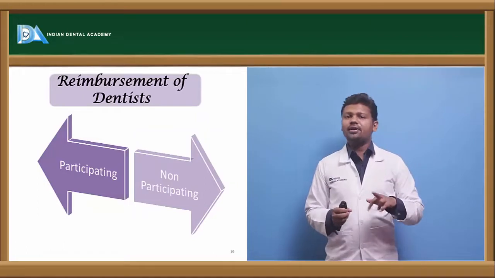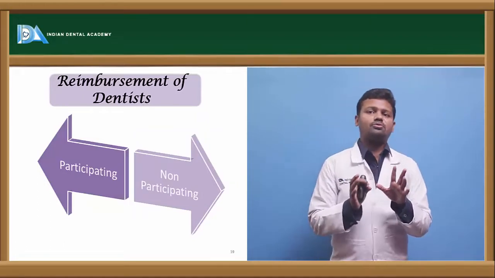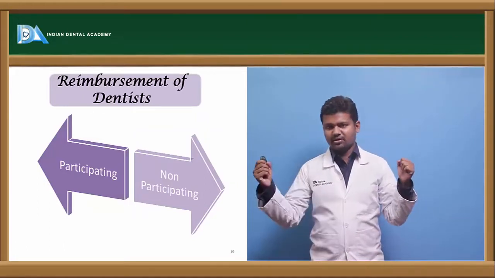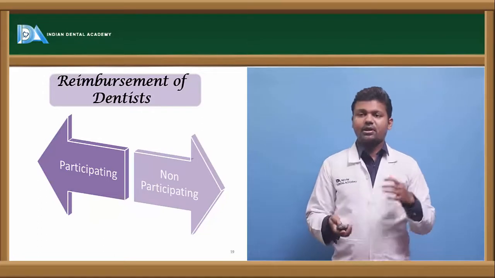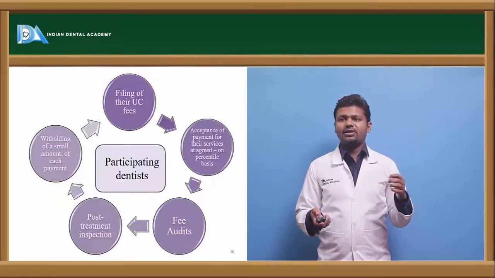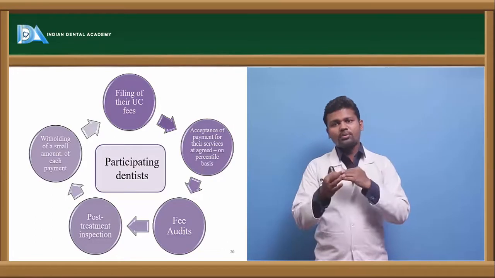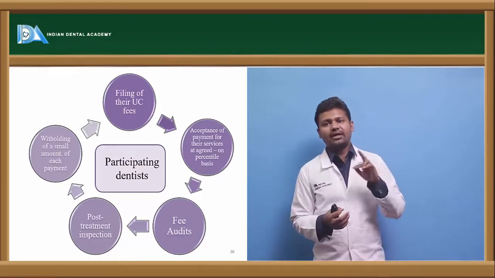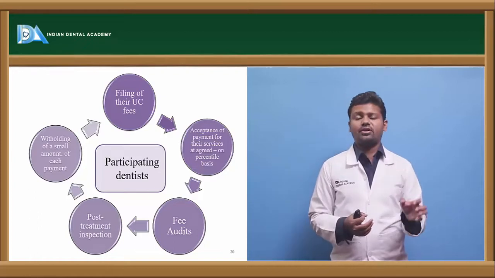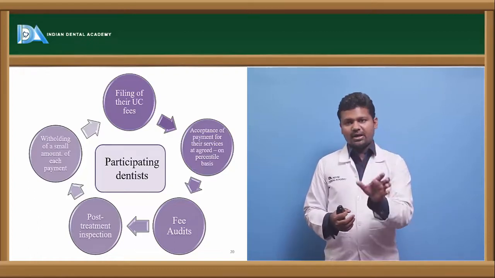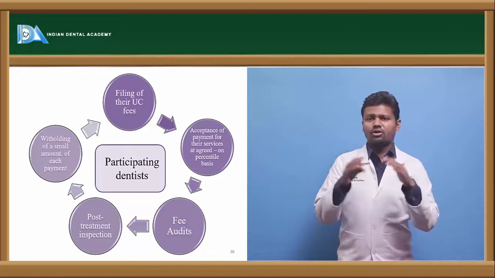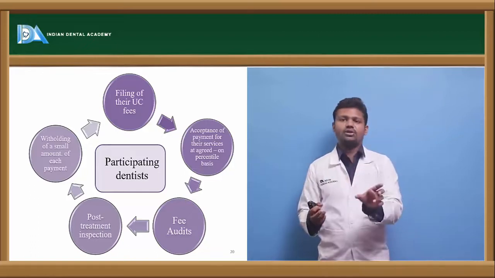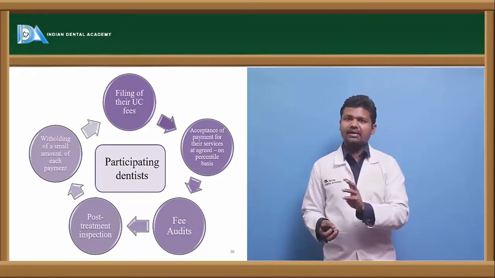Now, in this Delta Dental Plan, there are two types of dentist: participating dentist and non-participating dentist. If the dentist is participating in Delta Dental Plan, what procedures will he have to follow? First is filing of the UC fee, that is the usual and customary fee. To participate in that plan, he has to file his normal, that is usual and customary, fee.